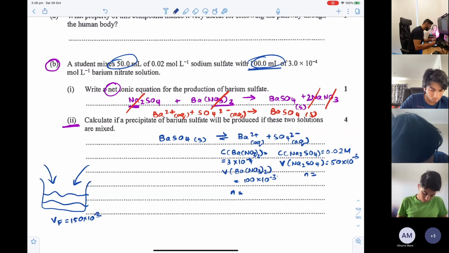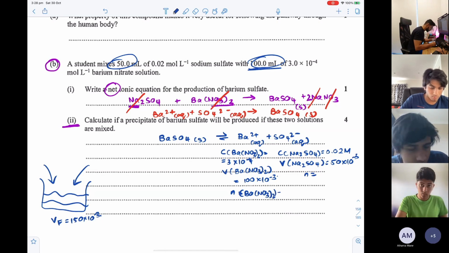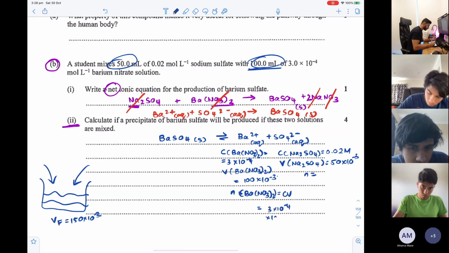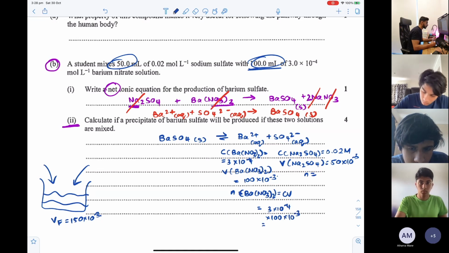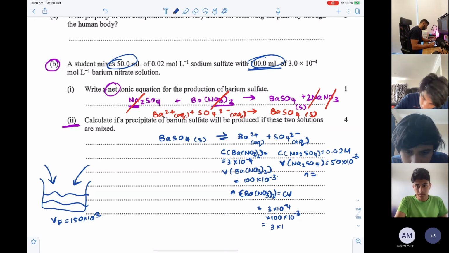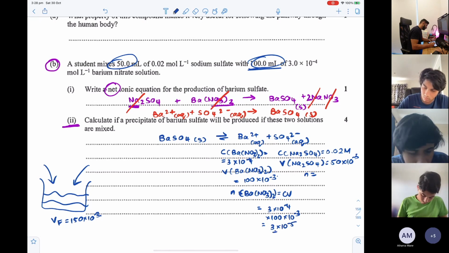So what's our number of moles of barium nitrate, everyone? We're going to do that equals CV. And so that's equal to 3 times 10 to the power negative 4 times 100 times 10 to the power negative 3. What do we get? So we're doing the longer way today. 3 times 10 to the negative 5. Good. 3 times 10 to the power negative 5. Let's store that as A.